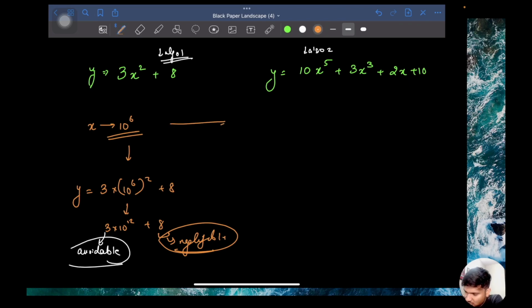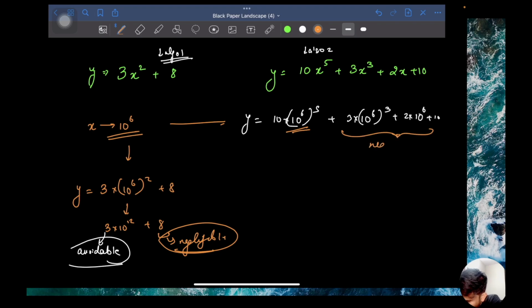If x y is equal to 10 raised to the power 6, this will be 10 into (10 raised to the power 6) whole raised to the power 5 plus 3 into (10 raised to the power 6) whole raised to the power 3 plus 2 into 10 raised to the power 6 plus 10. Now just think about it. (10 raised to the power 6) whole raised to the power 5. All of this is negligible. For this high value of the input, all of this is negligible. Even this is negligible.